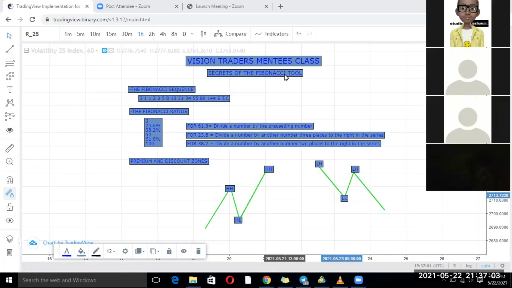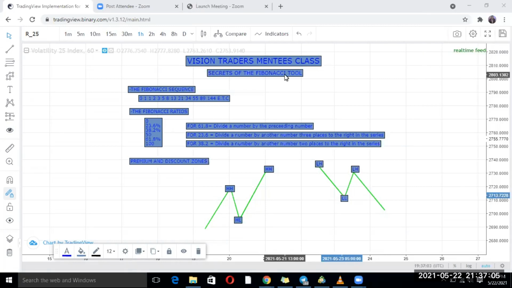So as we've said, we've talked about the premium zones and the discount zones, how we should buy from our discount zones and sell at premium zones. That's that for now. Our next topic will show us how this Fibonacci tool works.